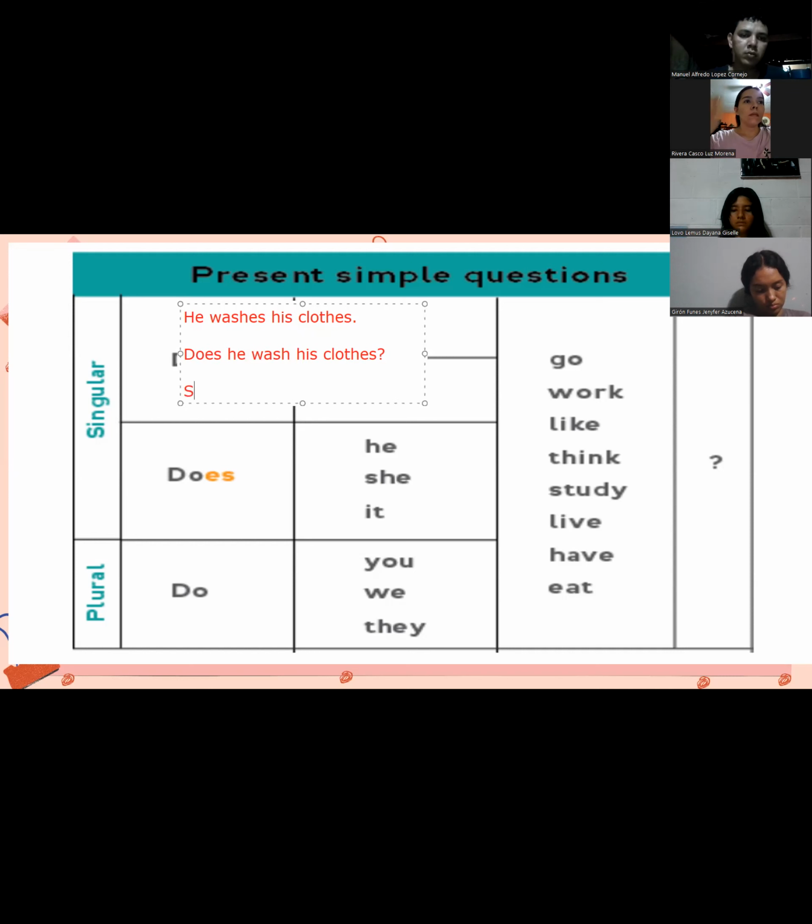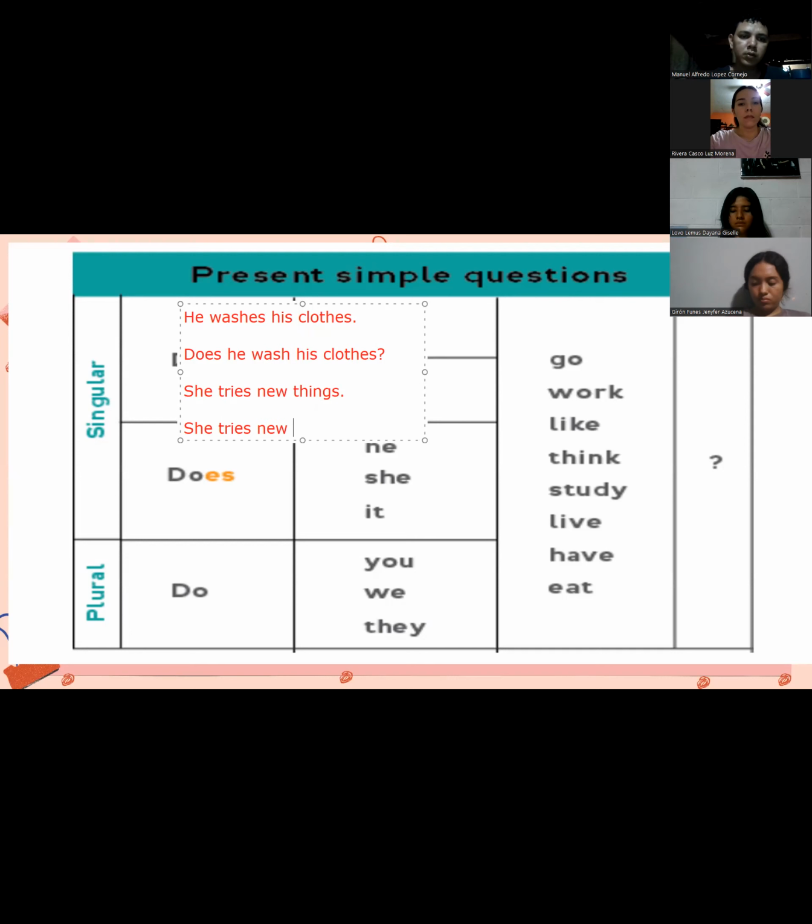Another example, let's say we have "she," here a third person. So what is the change? She tries, right? We erase the Y and we put IES. And we say, "She tries new things," okay? She tries new food, new things. And then we have the same sentence.